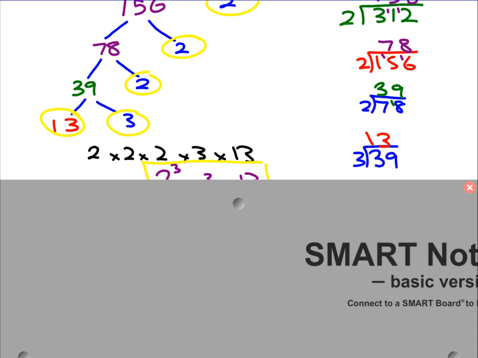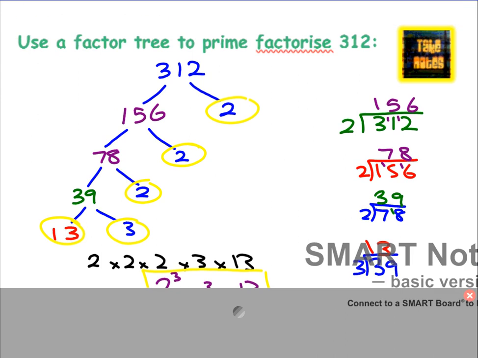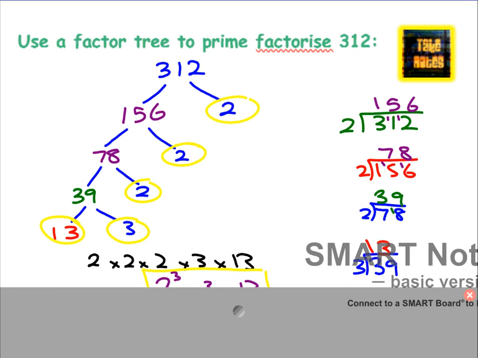And then don't forget, it says not just do a factor tree. If it just said do a factor tree, you would be done with the factor tree. If it said use a factor tree to prime factorize 312, then you've got to write out the result of the prime factorization. So remember, from smallest to biggest base, 2 times 2 times 2 times 3 times 13.